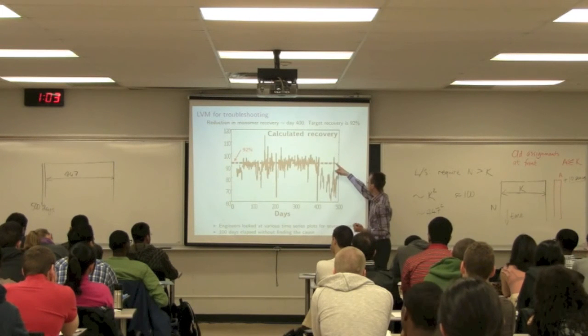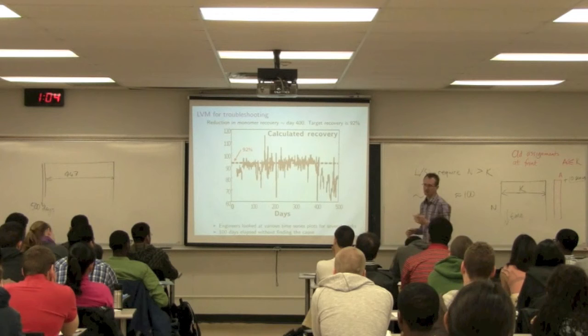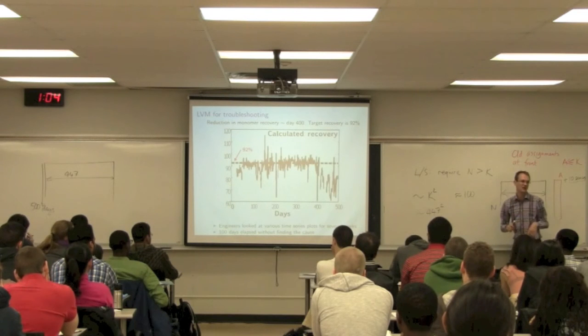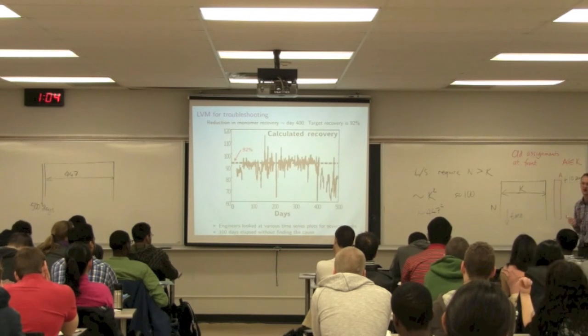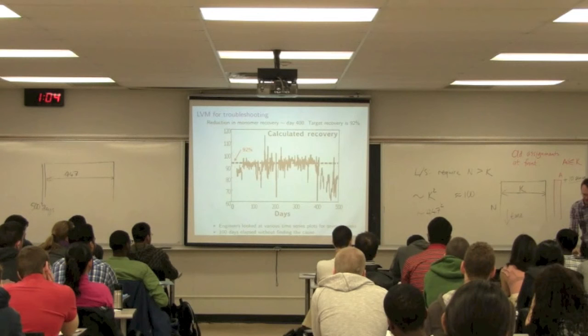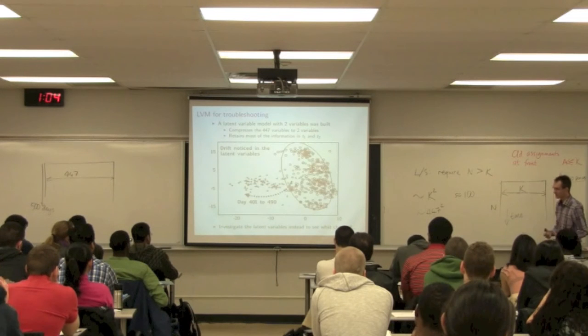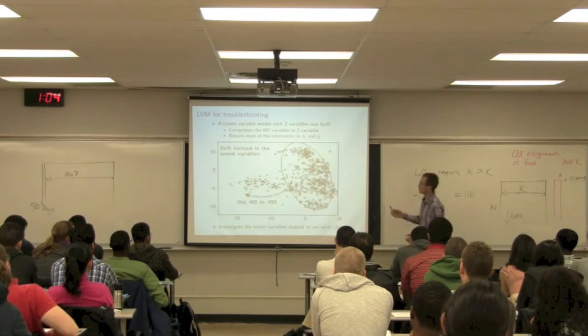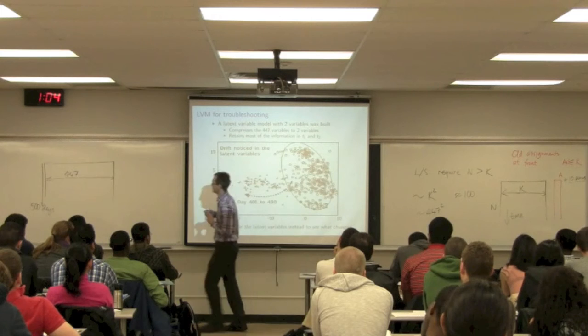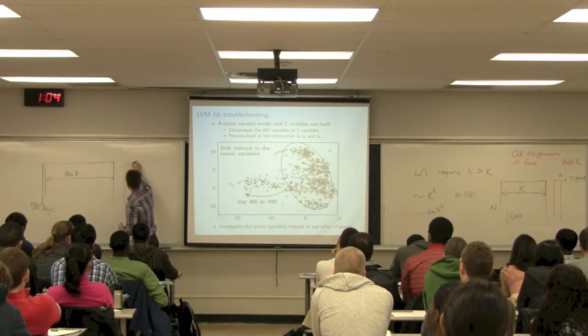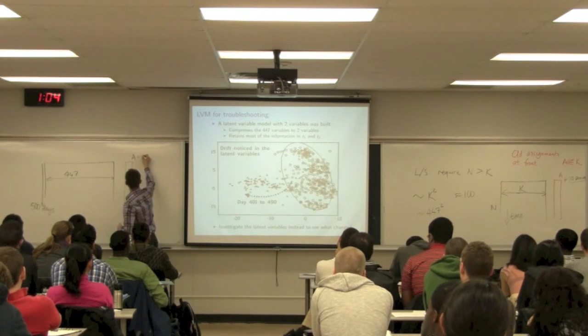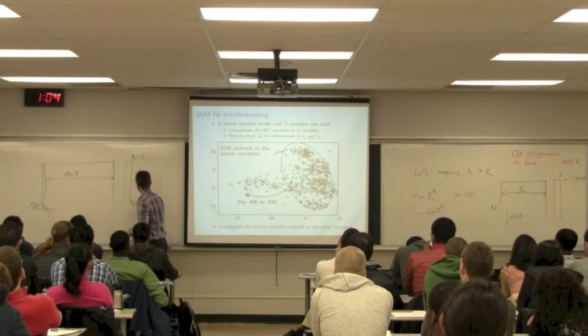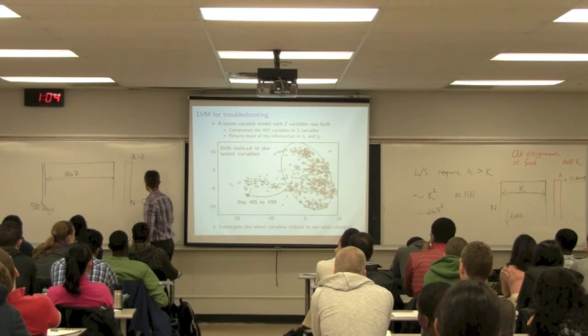By about day 80 or 90, they had emailed that data to John McGregor and his grad student, and she looked at it over the weekend and found the problem right away. How did she do it? Well, she built a latent variable model where she compressed those 447 variables down to two new variables. So this matrix A had two columns and N equals 500 rows.